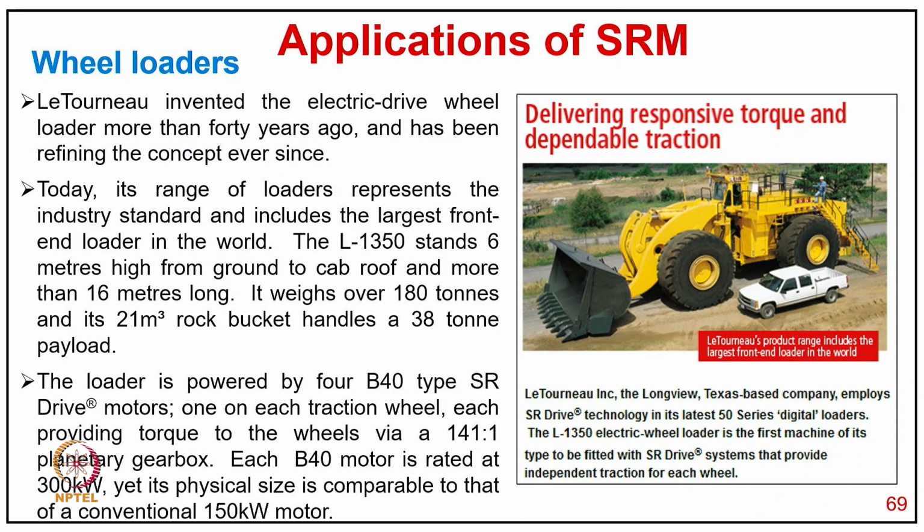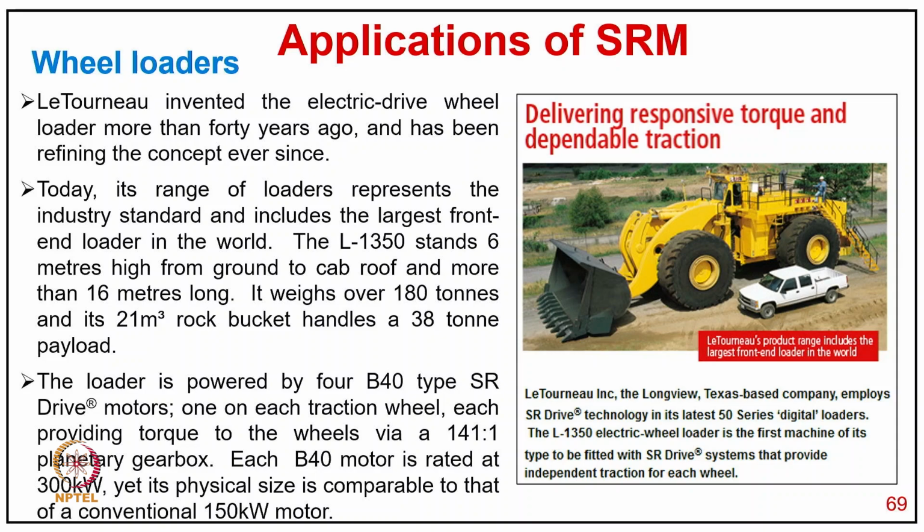So another is wheel loader. You can see the photograph of delivering responsive torque, dependable traction system. So Liniton invented the electric drive wheel loader more than 40 years ago and has been refining the concept ever since. So today its range of loaders represents the industry standard and includes the largest front end loader in the world. So L1350 standard stands 6 meter height from the ground to cab roof and more than 16 meter long. It weighs over 180 tons and its 21 meter square rock bucket handles a 38-ton payload.